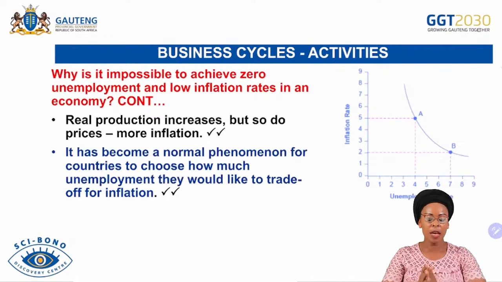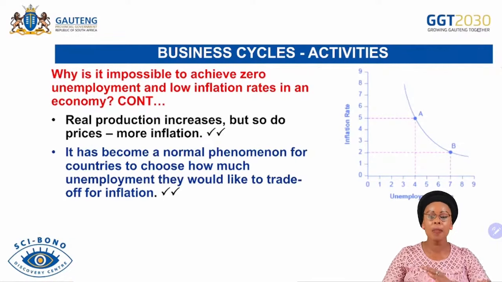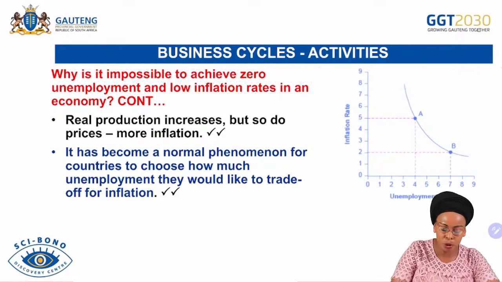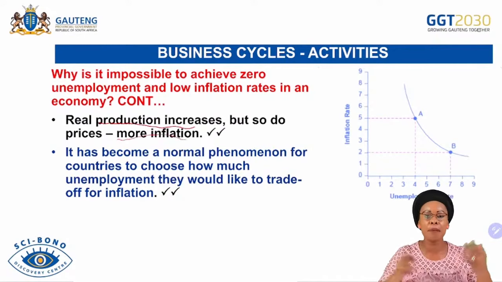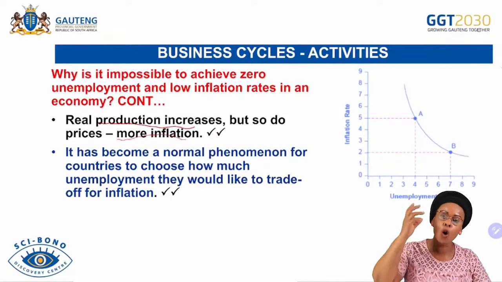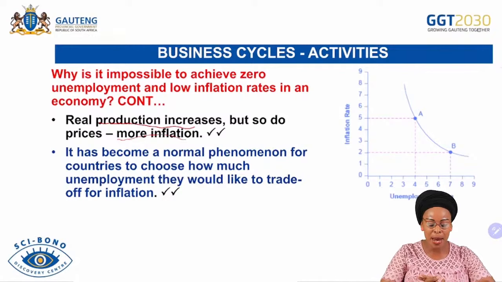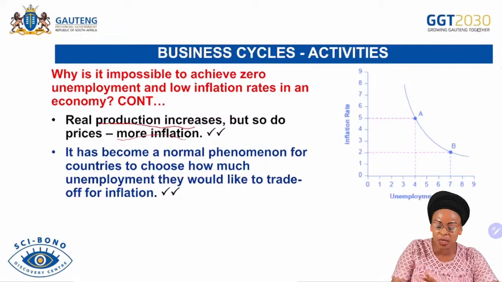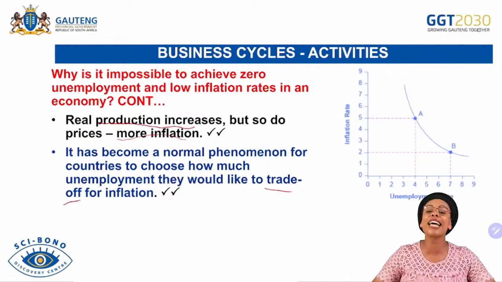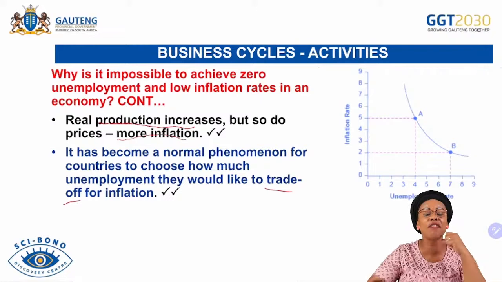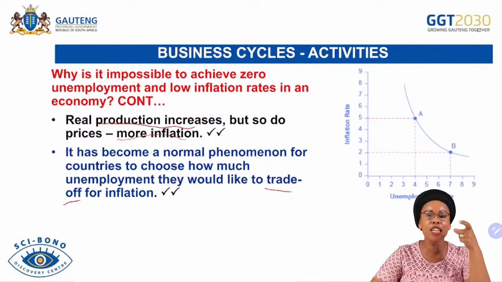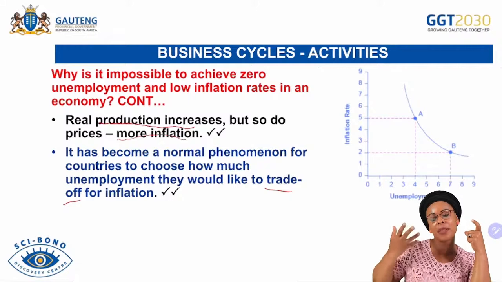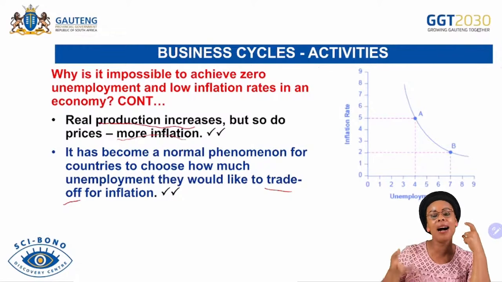We are continuing. Because we are demanding more and more people are employed, production will increase. As production is increasing, inflation also increases further, because for you to produce, you need to have more workers. So it has become a normal phenomenon for countries to choose how much unemployment they would like to trade off. So countries can choose how much percentage of inflation they want. But if they do that, it means that they should trade off what? A certain number of workers.